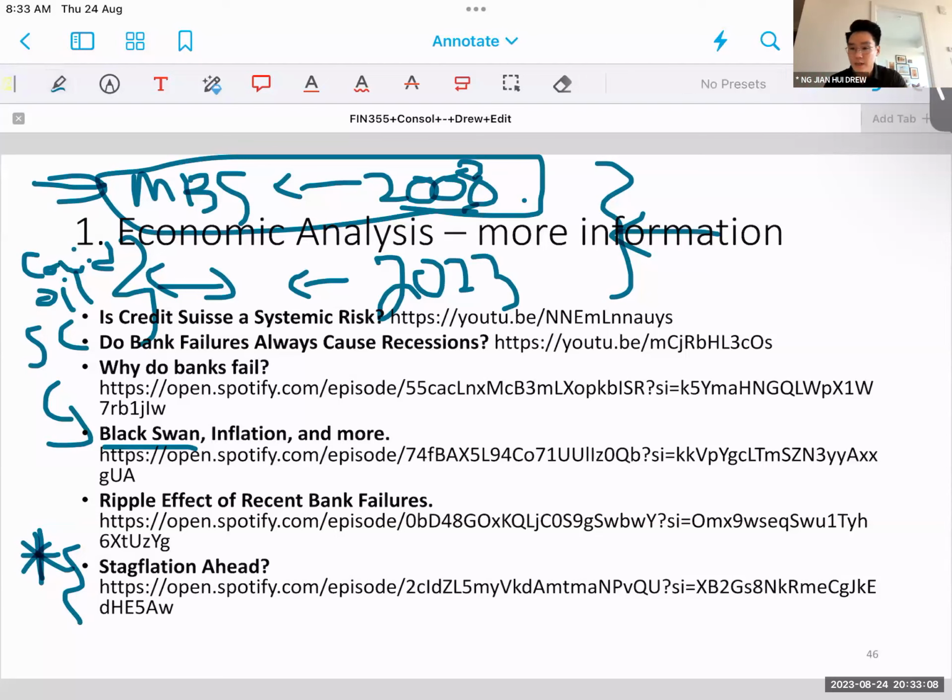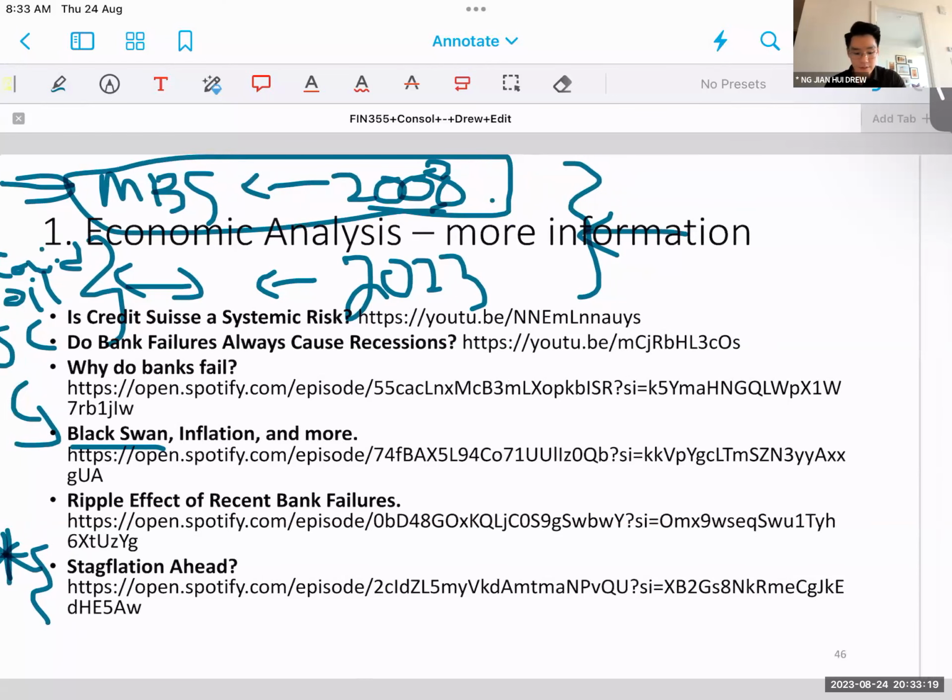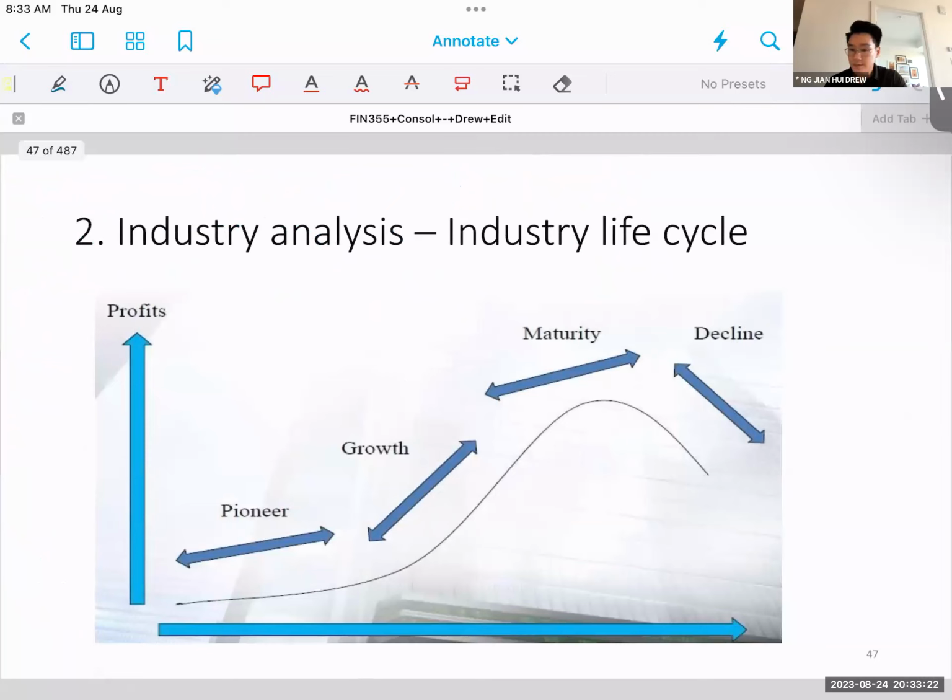Okay. Any comments, any questions regarding this? Okay. All right. No, then this is just the idea of a business cycle.